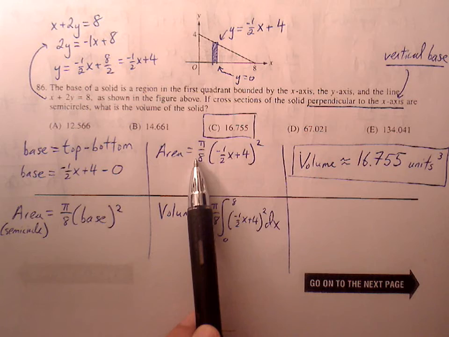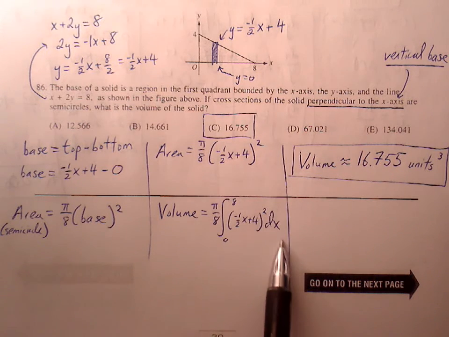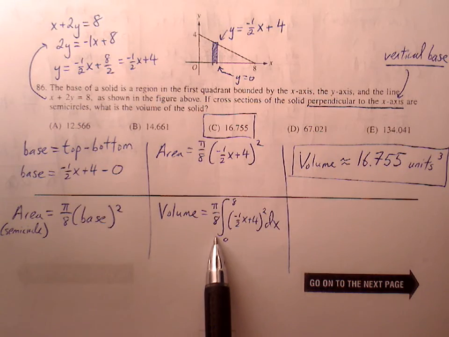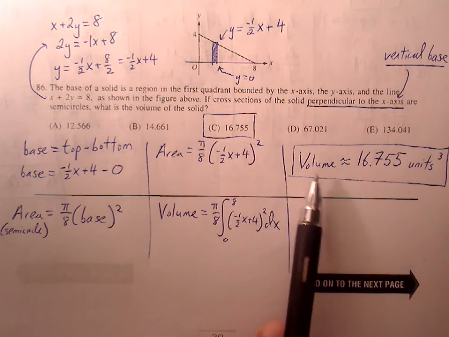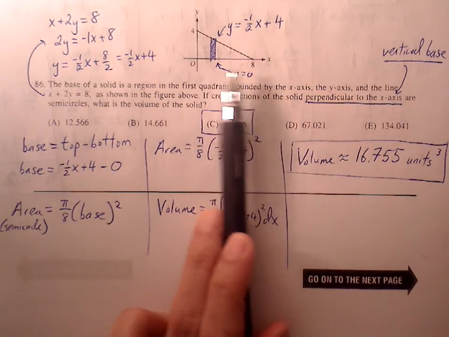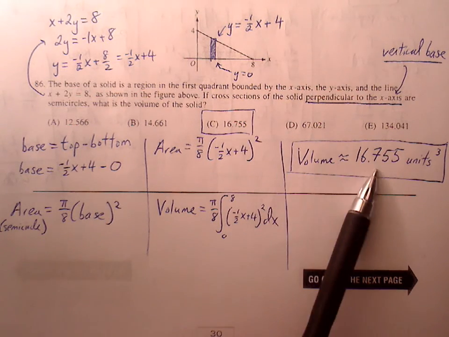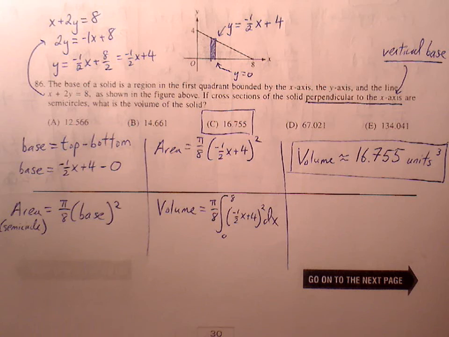So we're going to include integral on the left and dx on the right. That gives us that third dimension. So our antiderivative is from 0 to 8 because those are the bounds from the furthest left to the furthest right. And the rest we use our calculator. Volume is approximately 16.755 cubic units.